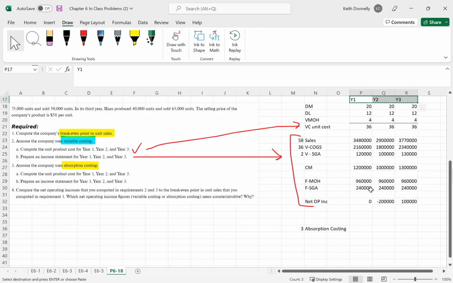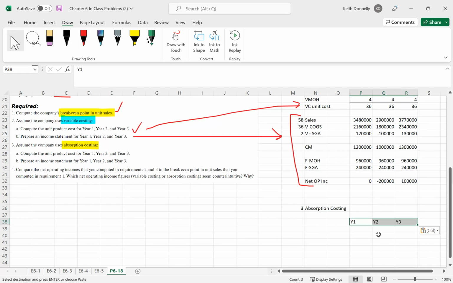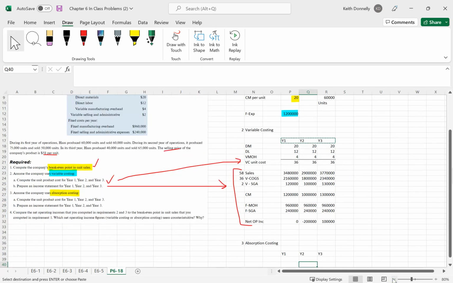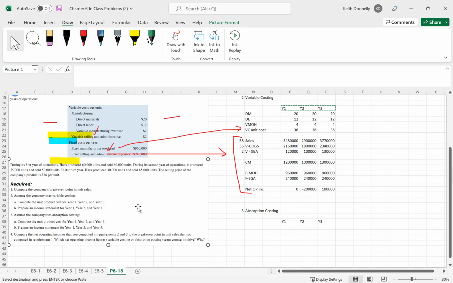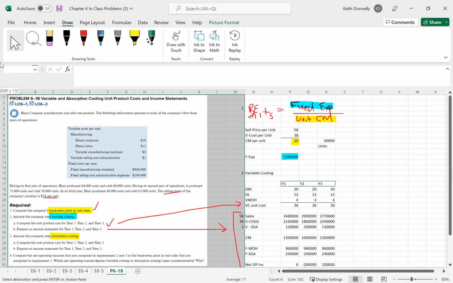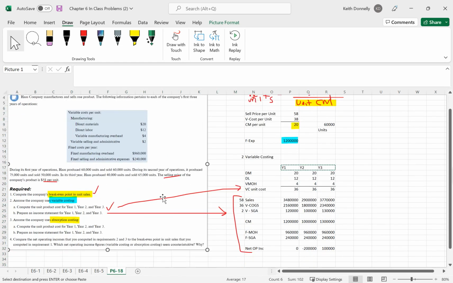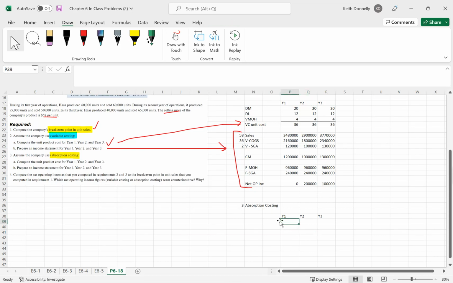All right, we can have years 1, 2, and 3. Now, I'm going to move this down. Again, let's see something here. Nope. We'll just reference up to it, not a big deal.